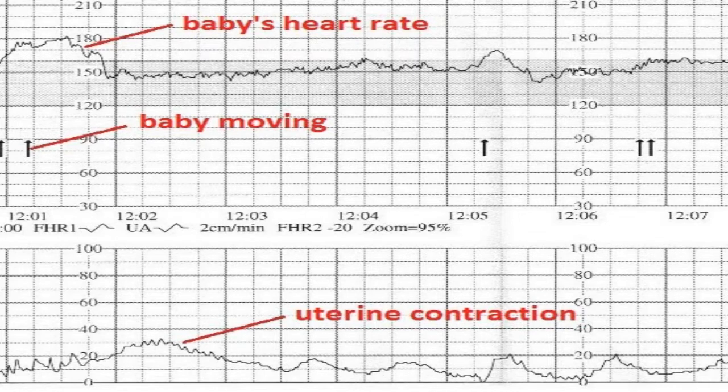And this is the trace of the CTG. It is composed of two components. The lower component represents the contractions, and the upper component is for the fetal heart rate. We evaluate the fetal heart rate for four features: the baseline heart rate, variability, acceleration, and deceleration.